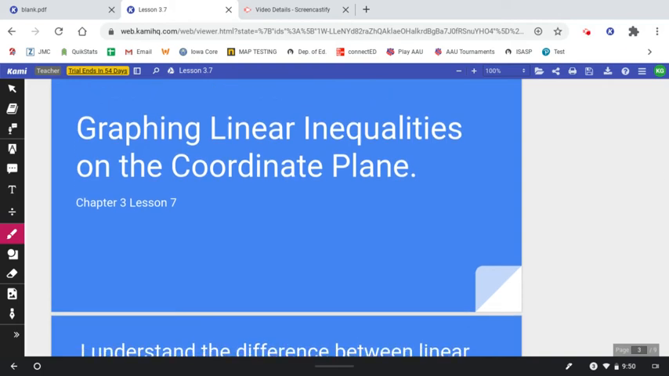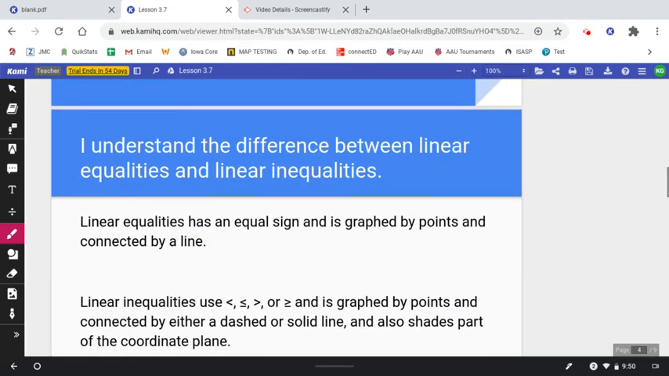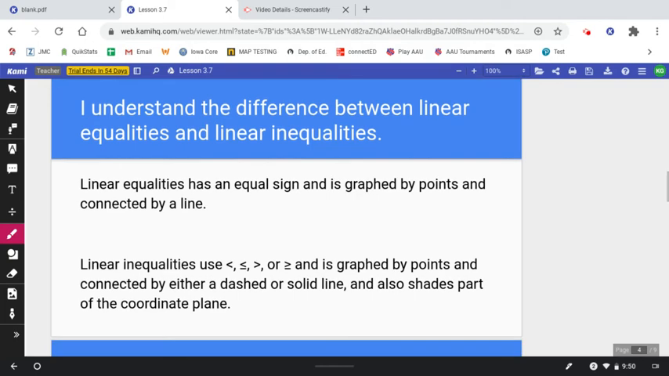Chapter 3, Lesson 7, Graphing Linear Inequalities on the coordinate plane. So first of all, what is the difference between linear equalities and linear inequalities? Linear equalities have an equal sign, and they are graphed by points and connected by a solid line.